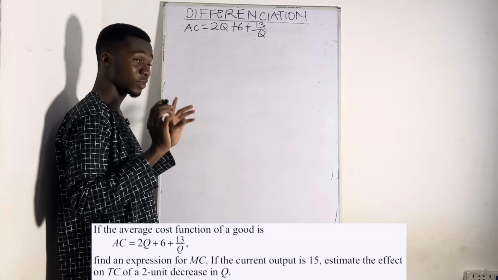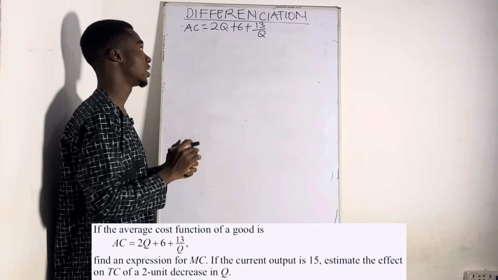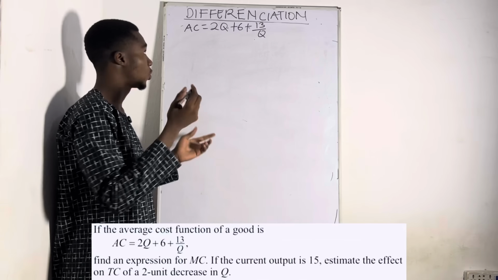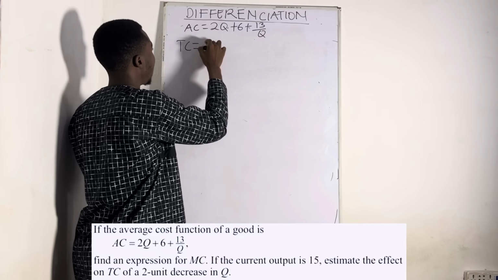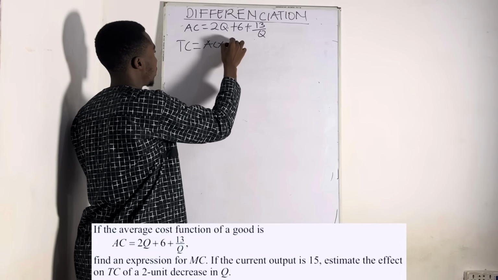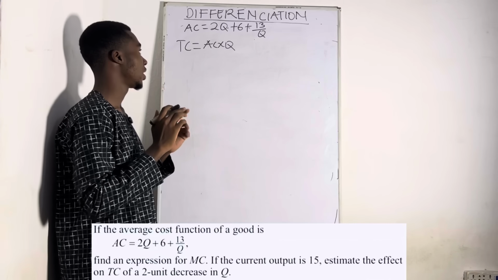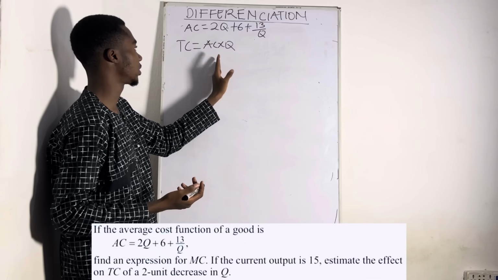So we first have to find the total cost because it hasn't been given to us in the question. In the question, they've only given us average cost, but you can find total cost because total cost is average cost times quantity. So please put this in your head. This one is just a formula that you have to memorize.